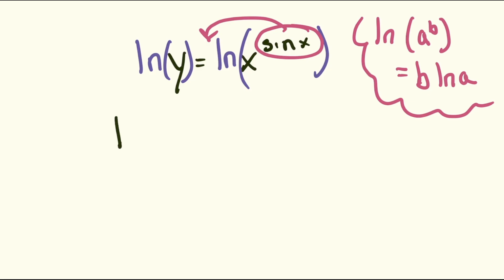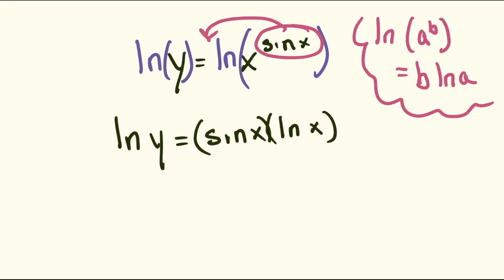All right, so our next step, we have natural log of y is equal to sine of x natural log of x. And these two are multiplied together. We'll just put parentheses there so that it looks pretty nice. Next thing that we're going to do is take the derivative with respect to x of both sides.